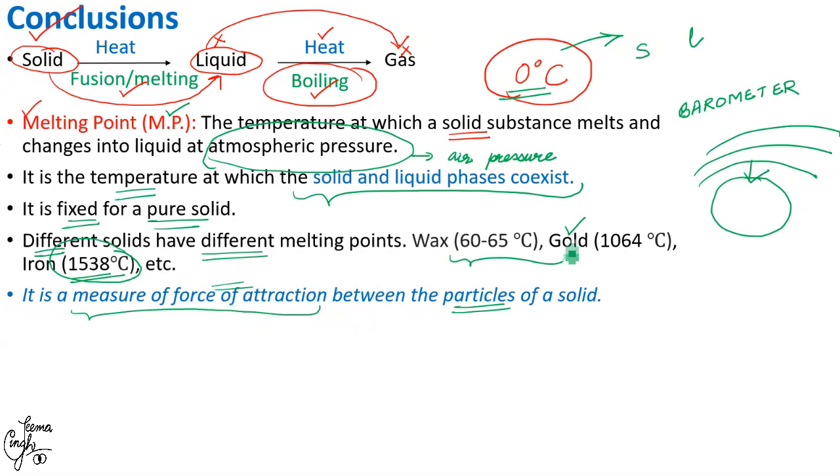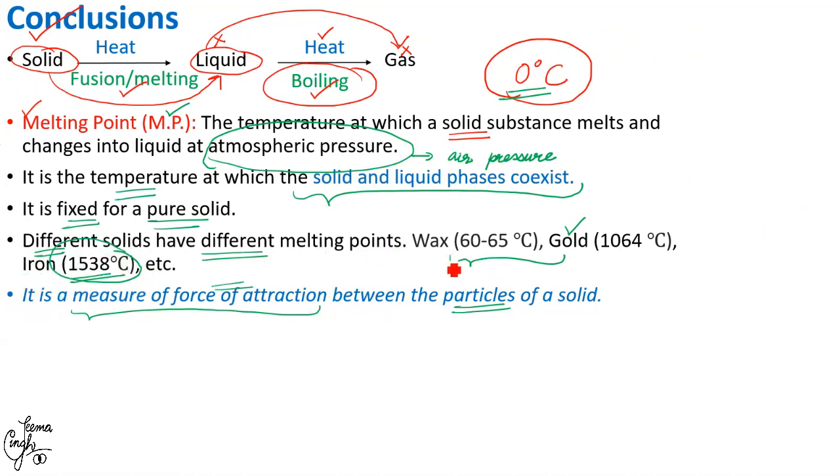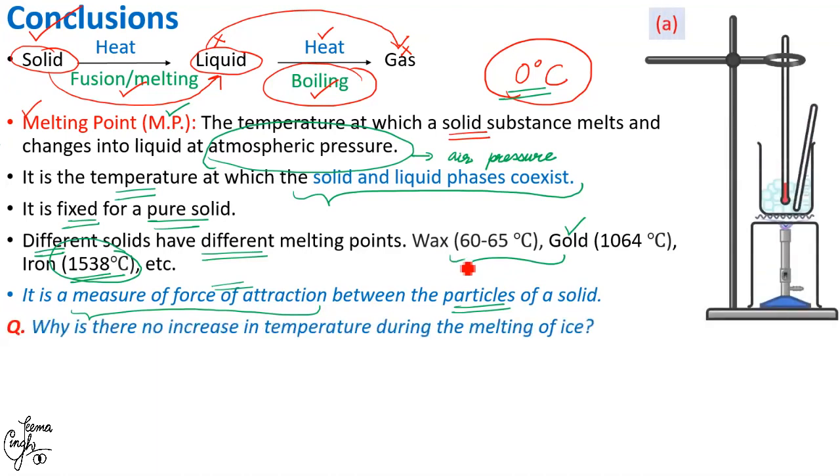So in order to melt wax, you have to supply lesser heat energy as compared to melting of iron. Let us now understand the reason behind the temperature remaining constant at 0 degrees Celsius until the entire ice melted in this activity. Dear students, this is an interesting part because we were continuously supplying heat in this activity.